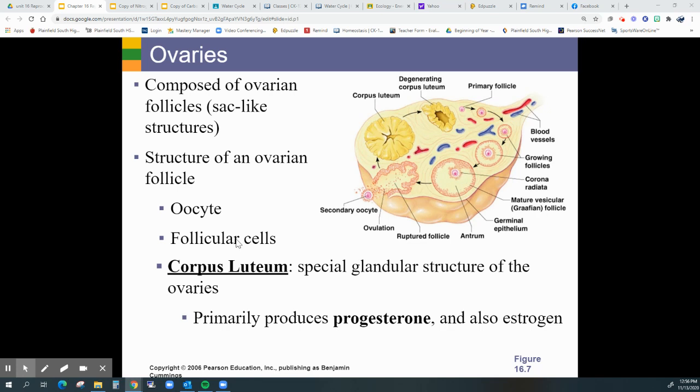But the structure of the ovarian follicle, we have an oocyte or an egg, right? That's the little ovule there. Follicular cells, those are the cells around the outside of the egg that are there to help mature it. And this is what's called corpus luteum. Corpus luteum then is the cells that are resulting from that ovary ejecting an egg cell and then it healing itself as it goes through that. The corpus luteum's primary objective then, once the egg cell has been released, is to produce both progesterone as well as estrogen.